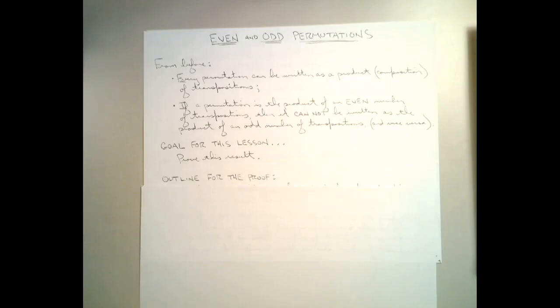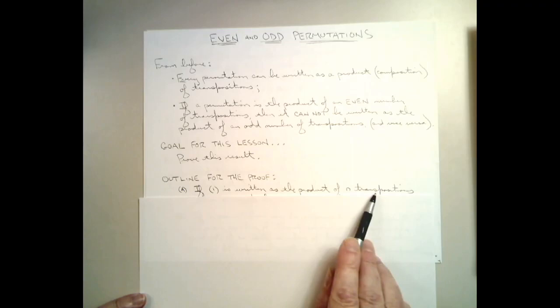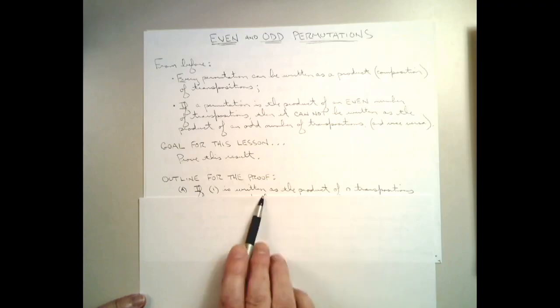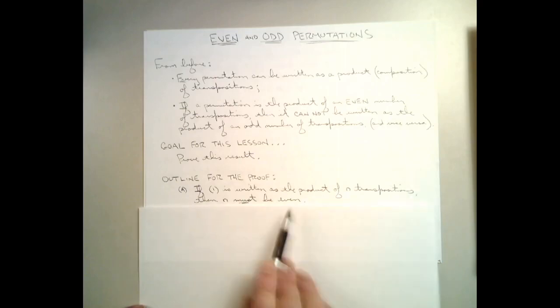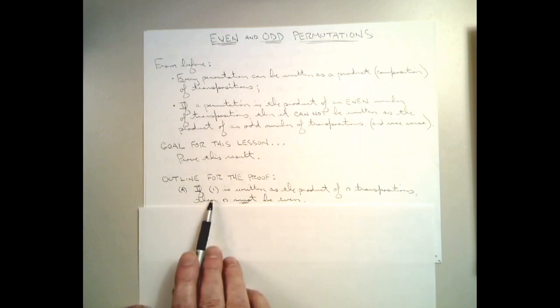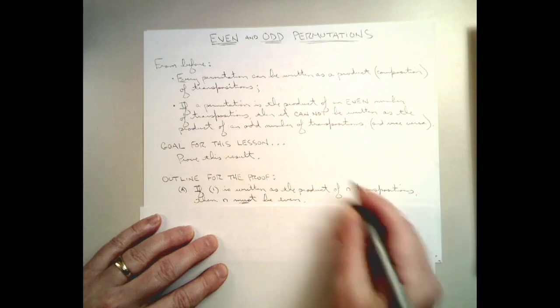The outline for this proof is as follows. We're going to start by looking at the identity permutation, and what we're going to show is that no matter how we write it as a product of n transpositions, that n has to be an even number. In other words, we're going to show that the identity permutation can be written as an even number of transpositions, but not as an odd number of transpositions.